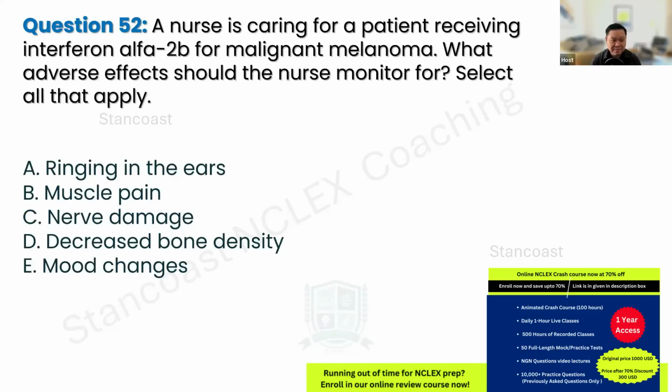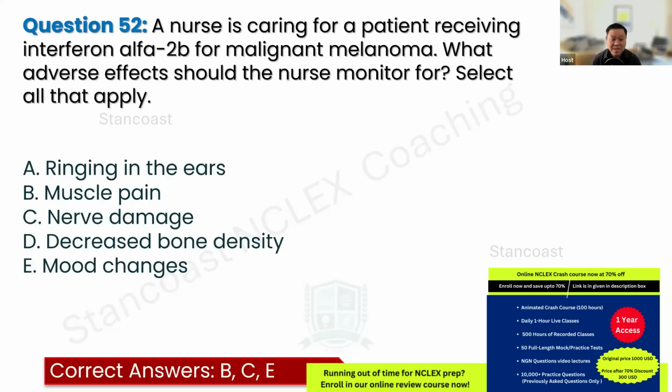Number 52, a nurse is caring for a patient receiving interferon alpha 2b for malignant melanoma. What adverse effects should the nurse monitor for? Select all that apply. A, ringing in the ears. B, muscle pain. C, nerve damage. D, decreased bone density. And E, mood changes.